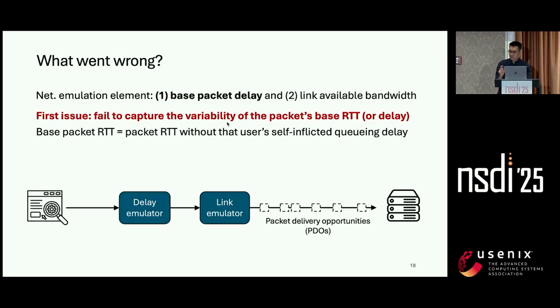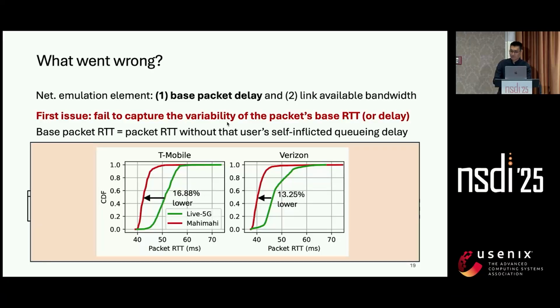The first issue that we discovered is that the Mahi-Mahi type approach fails to capture the variability of the packet RTT, which is the packet RTT without any self-inflicting queuing delay. Mahi-Mahi emulates packet delay using a combination of fixed propagation delay and delay introduced by the PDO schedule. However, this combined delay does not fully capture variability.